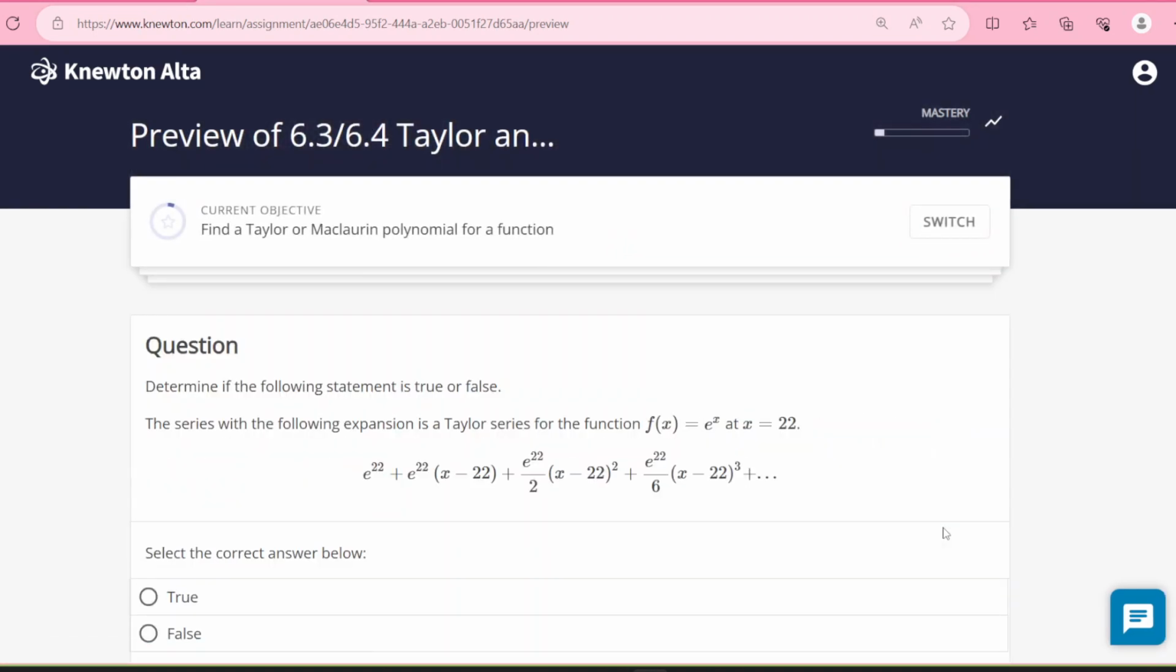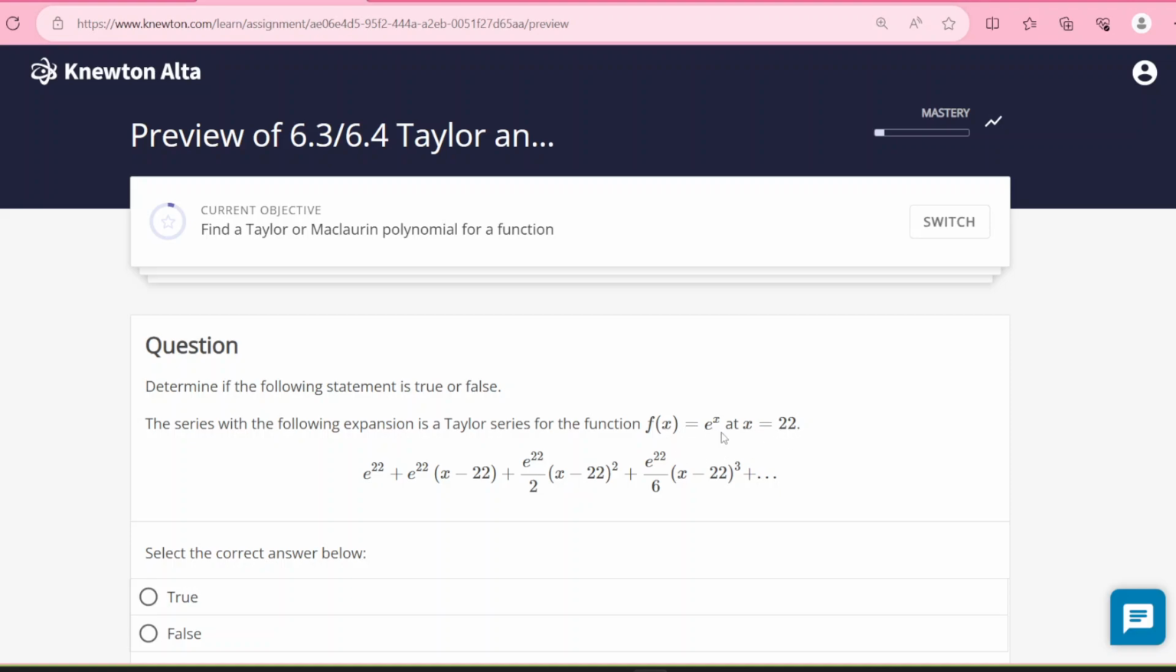All right, so now in this question, it's just a true or false. Again, don't guess. I know you've got a 50-50 shot on these, but remember, if you get things wrong, it starts making the assignment longer. It throws more problems at you. So we're asked to determine if the following statement is true or false. The Taylor series with the following expansion is a Taylor series for the function f of x equals e to the x at x equals 22.